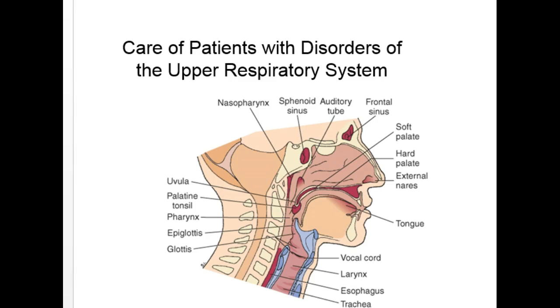The upper respiratory tract, as you see here on the picture, includes the nose, the sinuses, the mouth, the pharynx, and the larynx. There are infections that can be caused by viruses or bacteria, and these can result in much more serious infections and actually can develop into disorders of the lower respiratory system.